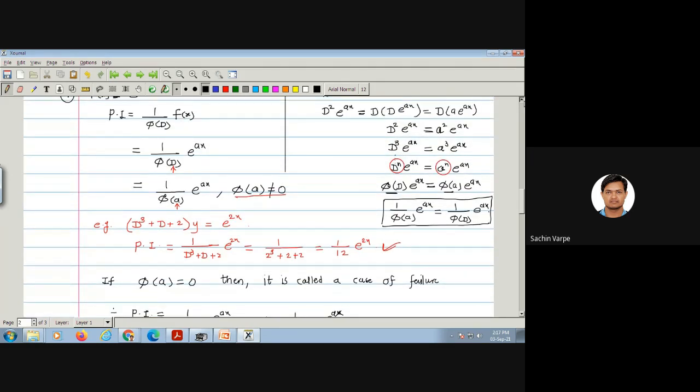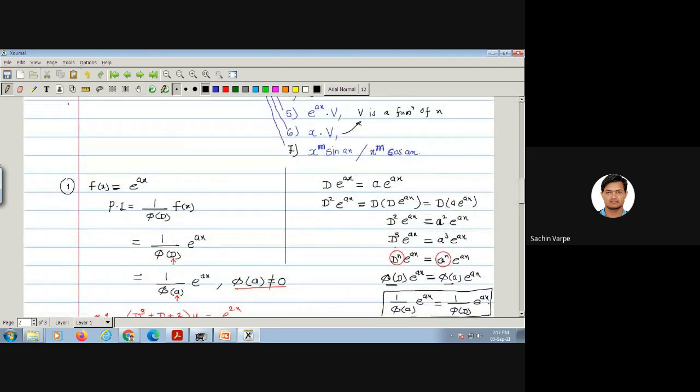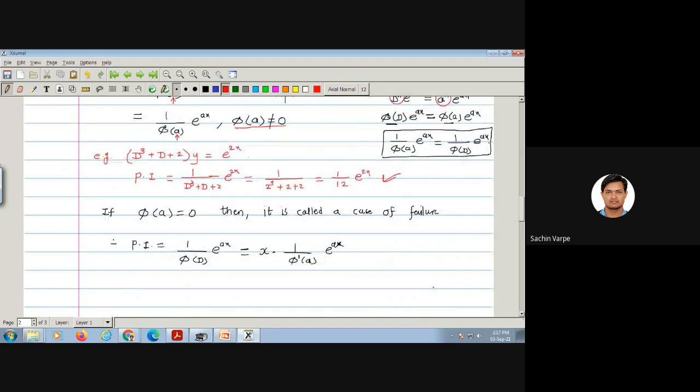So for this we have a keyword here. We are simply replacing D by a. Is this clear to everyone? Here also, provided that this phi dash of a must be non-zero. Is it okay? So you have to keep doing it like this. If you are getting a zero denominator, then we have to multiply that operator by the independent variable. This is the independent variable, remember.